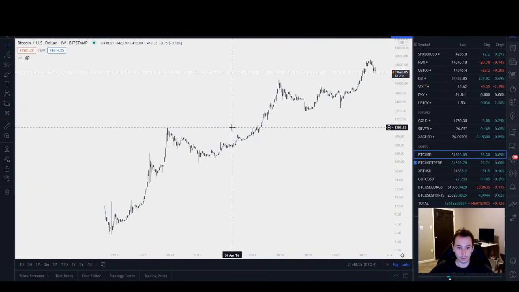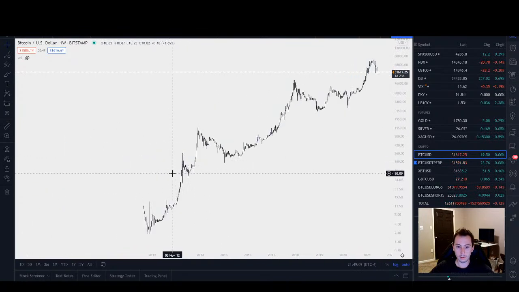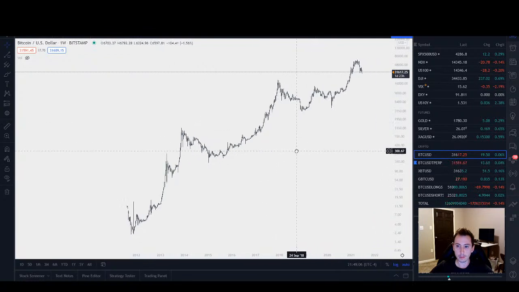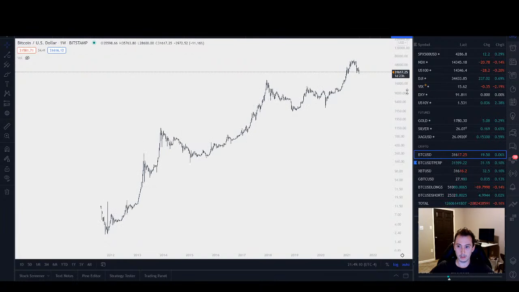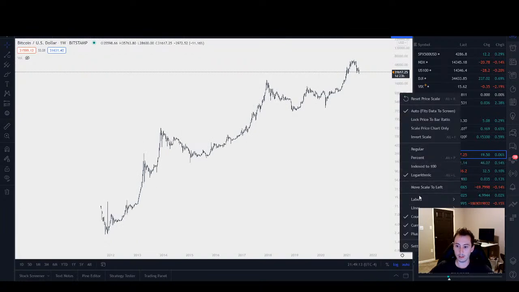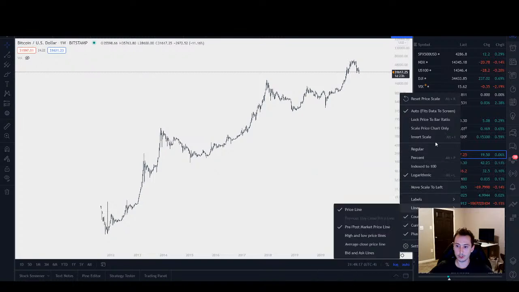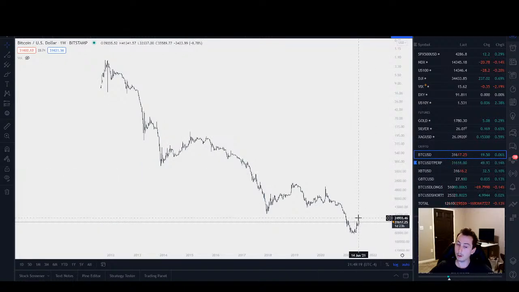Yeah, so where am I going with this? Here's your macro view of Bitcoin on the weekly scale. Now, something that I discovered I could do recently is you can go to the price scale, right click it, and invert scale. Now get a whole new perspective.